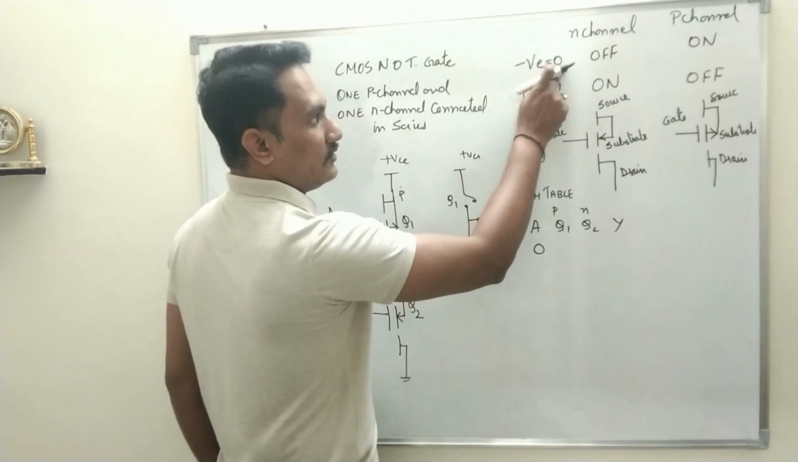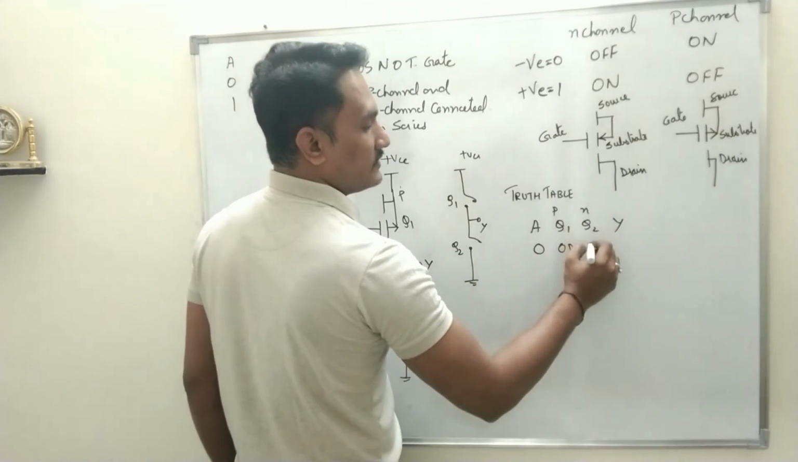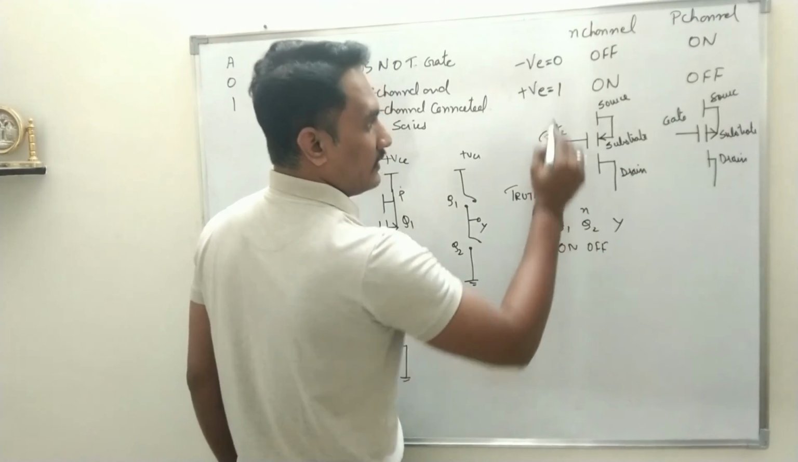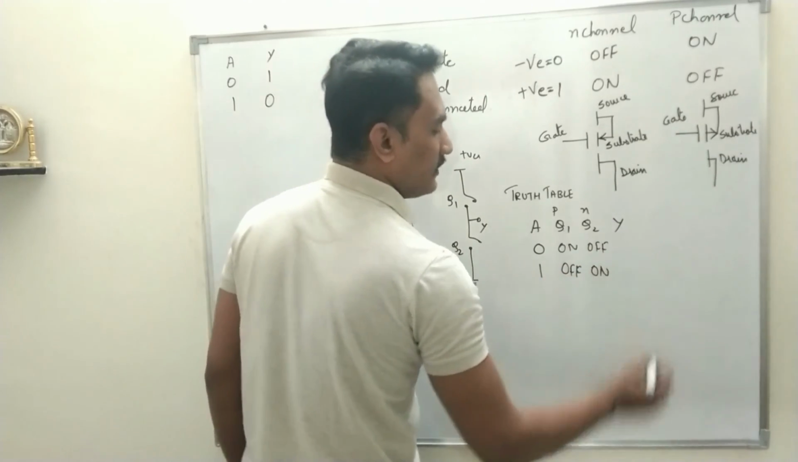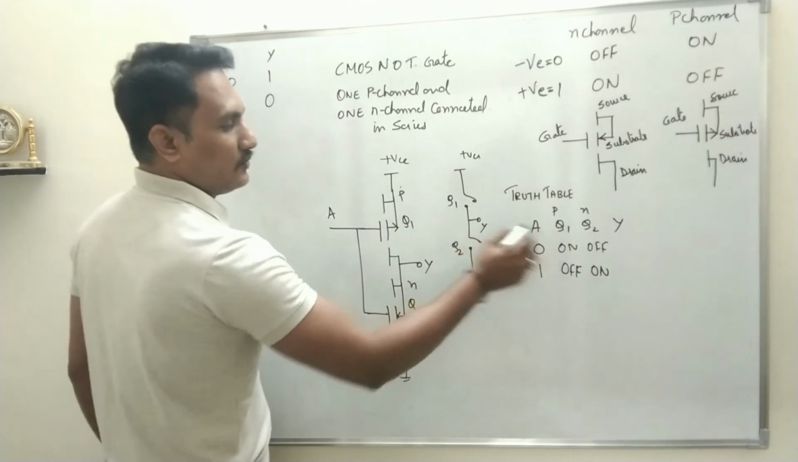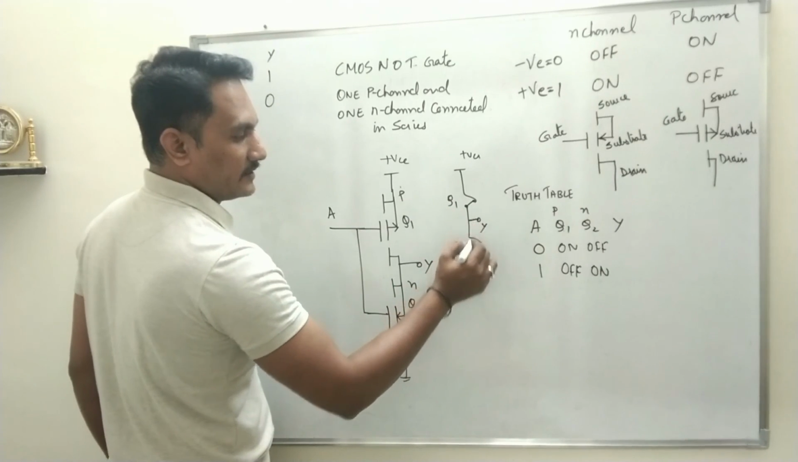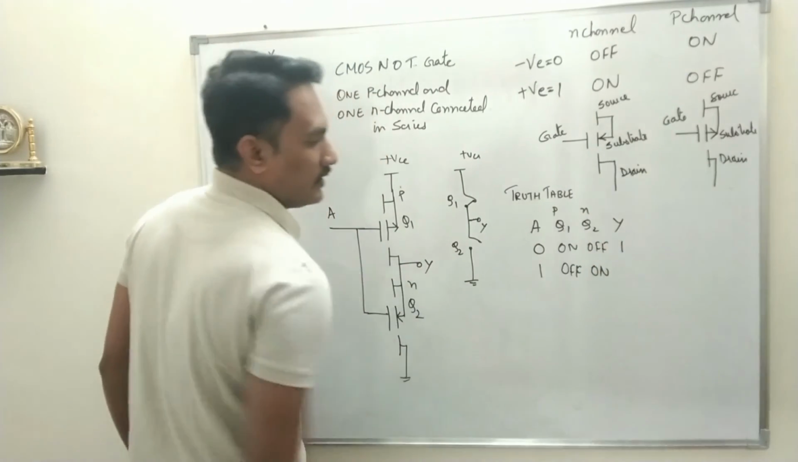So 0 given to the P channel turns Q on, and the N channel is off. Whereas when you give A as 1, the P channel will be off, the N channel will be on. So in the first case, Q1 is on, Q2 is off. That means Y cannot be connected to ground, but Y can be connected to plus VCC. Y will be equal to 1.